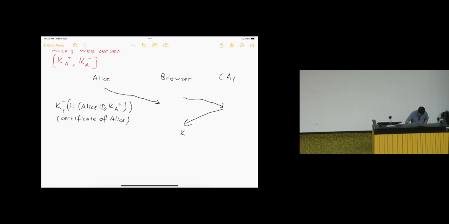their certificate, CA1, KR plus, K1 plus.